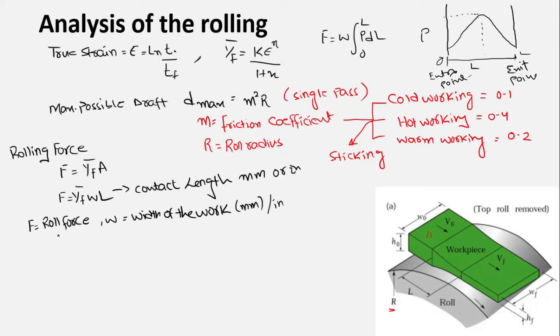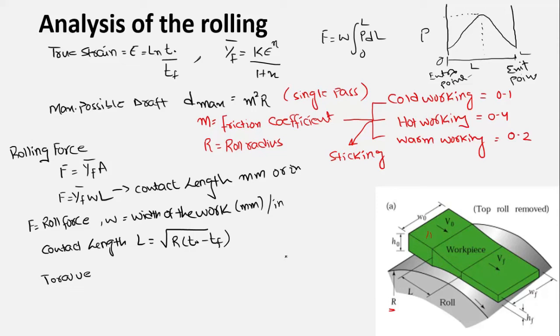So how do we calculate the contact length? We have L equals under root R times (T naught minus TF). This is the contact length, and the torque.